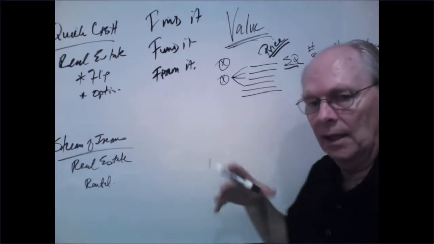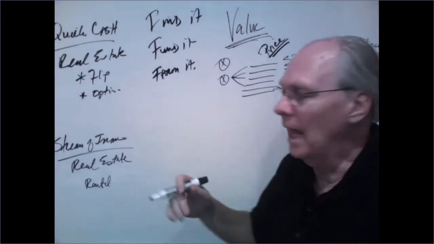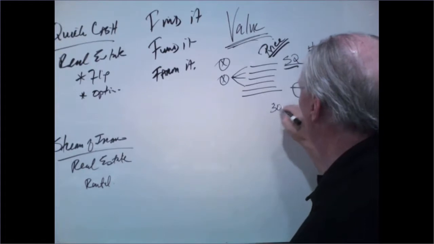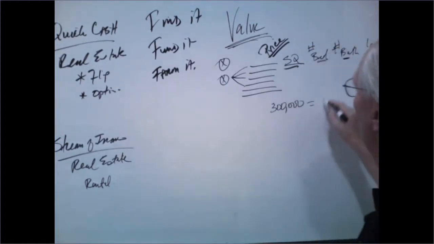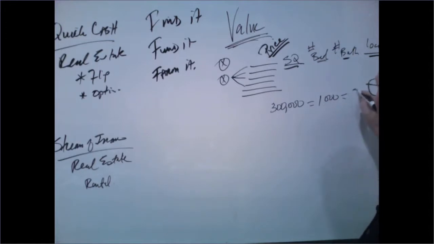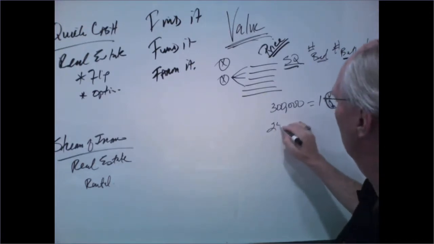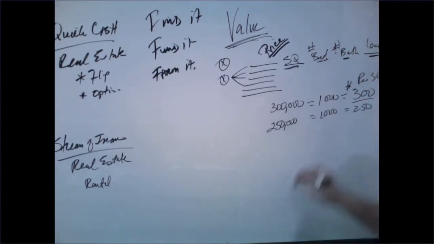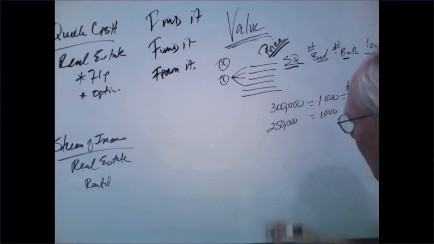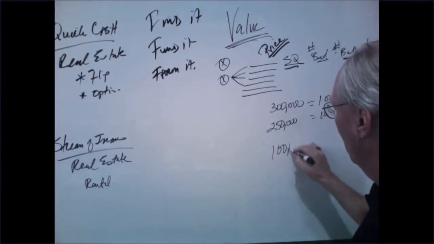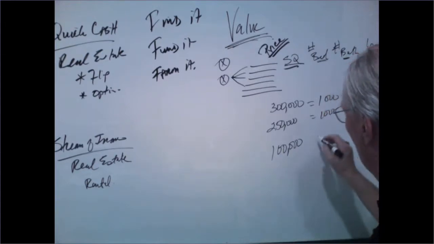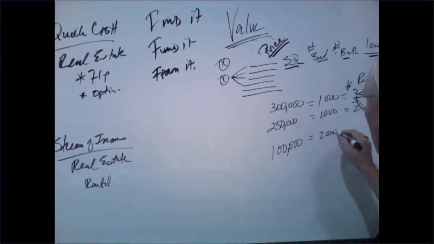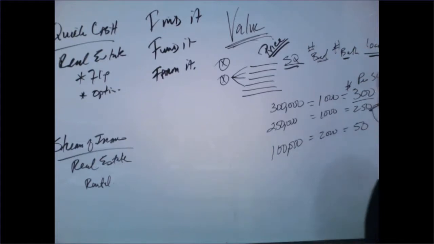So if you have a property, and again, it doesn't matter the pricing here, we're just going to add zeros, but let's say that you have a property that's $300,000 and it only has 1,000 square feet. Well, that means that it's going to cost you $300 per square foot. So if you found a property that was $250,000 and it was still 1,000 square feet, the cost per foot goes down to $250. If you found a property that was $100,000, and we'll just use $100,000 for easy math, and it was 2,000 square feet, that means that it's selling for $50 a foot.